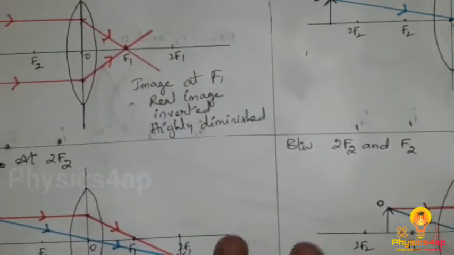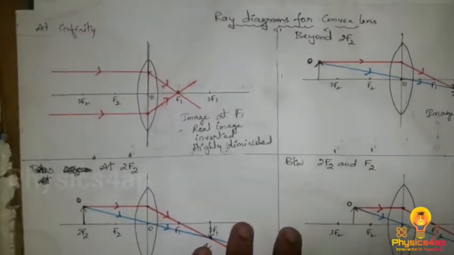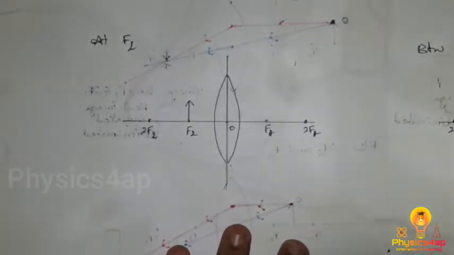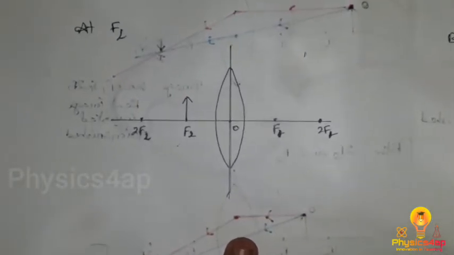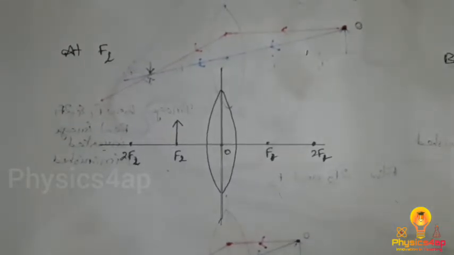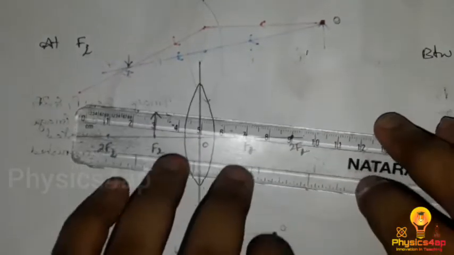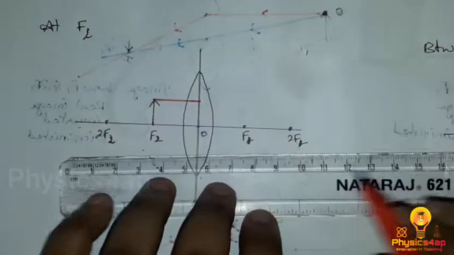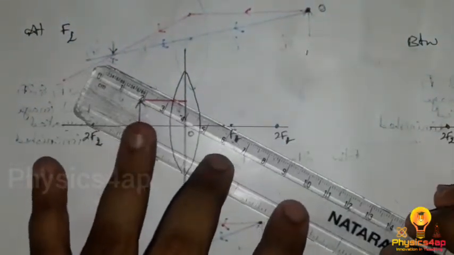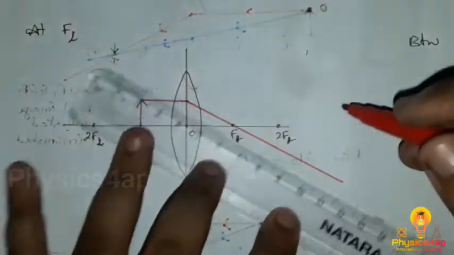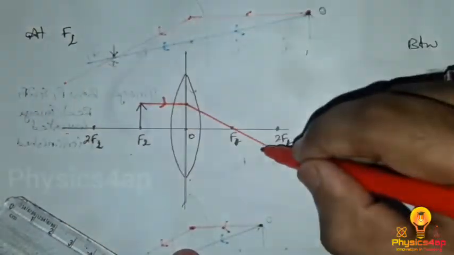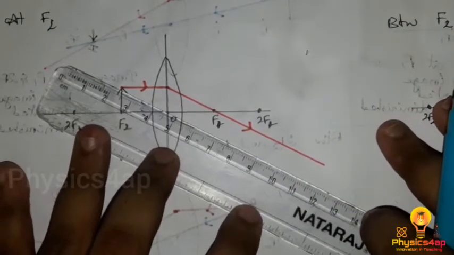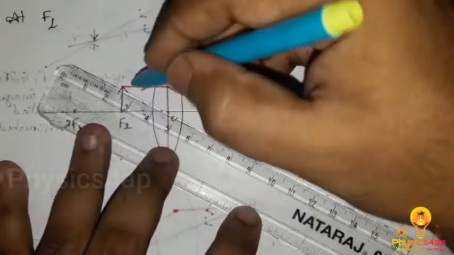Now let's move on to another ray diagram, the remaining two. That is when the object is placed at the focus. Let us see the first ray which passes parallel to the principal axis, and it passes through the focus. So this is the first ray which passes through the focus, and the second ray is the one which passes through the optic center.